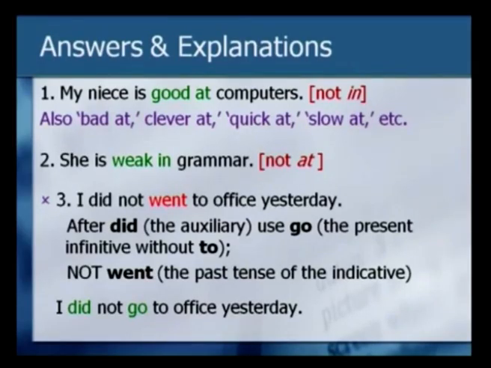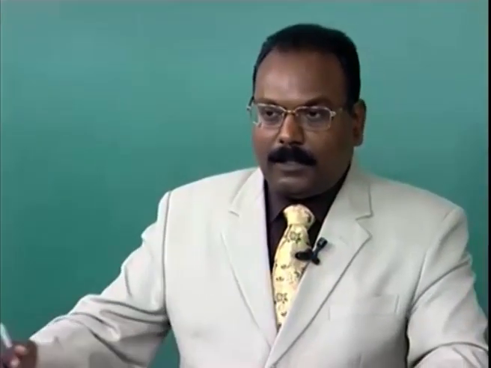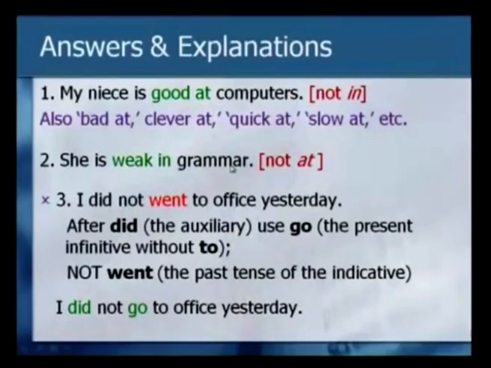But when you refer to somebody's weakness in terms of a subject, look at the next example. The correct form is she is weak in grammar. It's not at. It's not she is weak at grammar as it is given before. She is weak in grammar. Then look at the third common error that has been committed frequently in day-to-day communication.